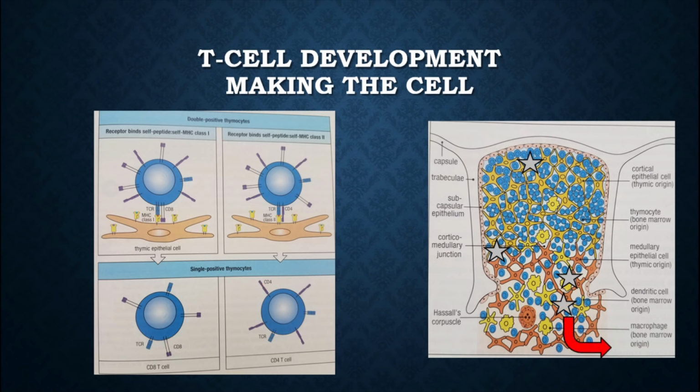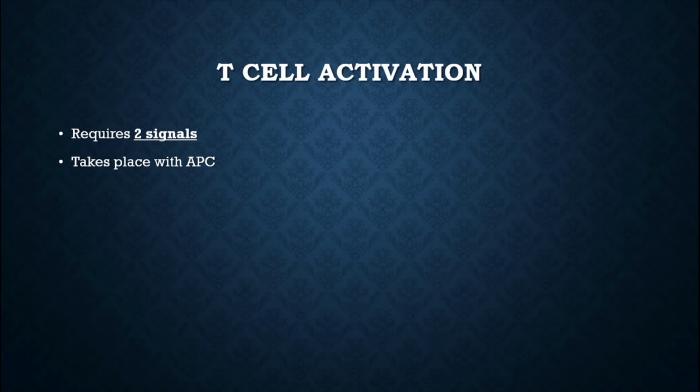So once they've gone through negative selection, they exit the thymus, and they are now naive T cells circulating throughout the body. Okay, now we're going to get to the activation part. We're going to start with T cell activation, then we'll proceed to B cells.